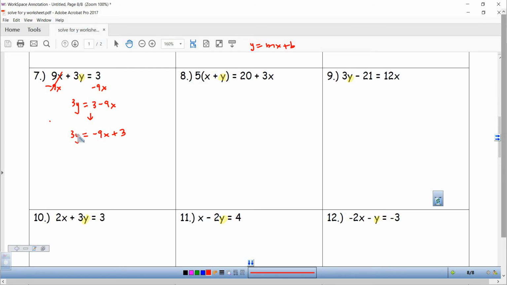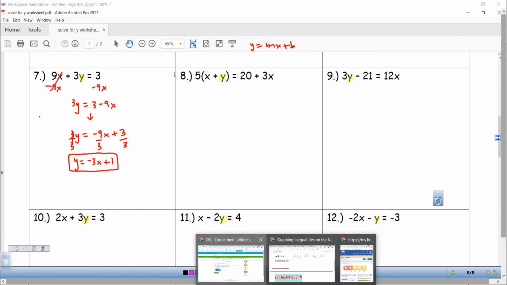Now my goal is to get y by itself. It's multiplied by 3, so what am I going to do? I'm going to divide everything by 3. Remember, when you are adding or subtracting, you simply add it to both sides. When you are multiplying or dividing, you have to multiply or divide everything in the equation. So I'm going to divide this by 3. That's going to give me y. A negative 9 divided by a positive 3 is going to give me negative 3x. And 3 divided by 3 is going to give me 1. So I get y is equal to negative 3x plus 1.